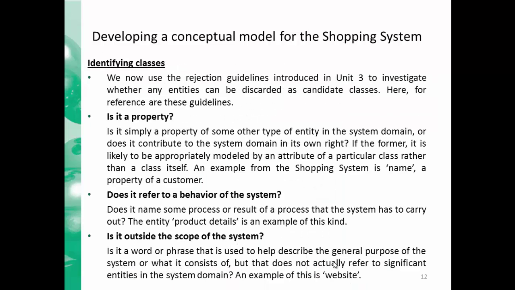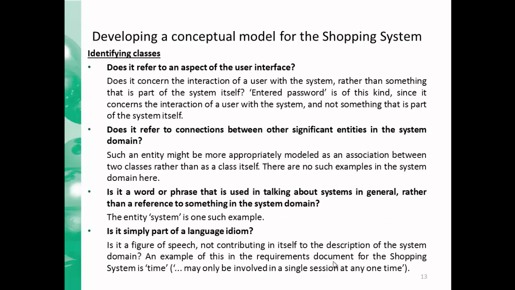Now we have the long list of candidate classes, and in Unit 3 we introduced you to the guidelines for rejecting irrelevant classes, and here they are. We look at the list of candidate classes and answer the question whether it is a property. If it's a property, then we reject it, and we move to the next question. Does it refer to a behavior of the system? Then it's not a good candidate class in our system. If the noun or noun phrase is outside the scope of the system, then we reject it, as we have done before in Unit 3. If it refers to an aspect of the interface, it will not be a good candidate class. If it's a connection between significant entities, then it is an association, not a class.